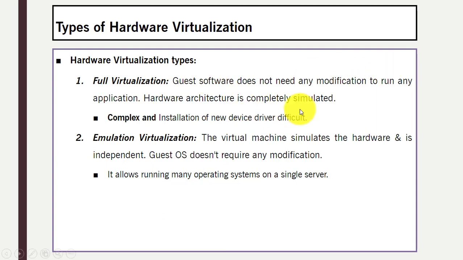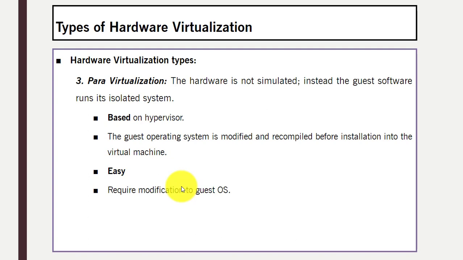Hardware architecture is completely simulated, and this is complex, and as you know, it's already simulated, so installation of a new device driver is difficult. In emulation virtualization, the virtual machine simulates the hardware and it is independent. And here, the guest operating system again doesn't require any kind of modification, and it can run multiple operating systems on a single server. Now we have para-virtualization.